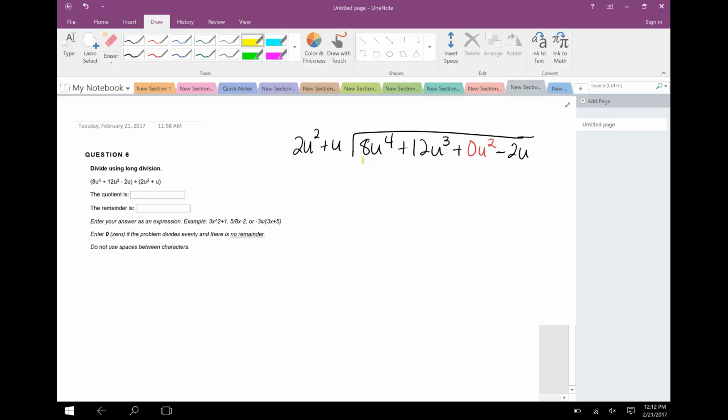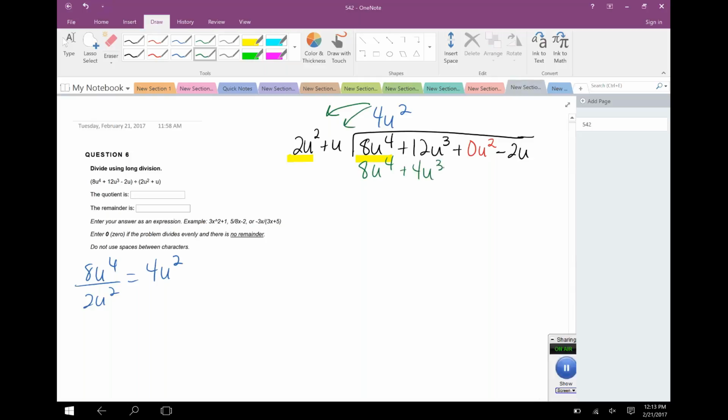Okay, so now I'm going to take 8u to the fourth divided by 2u squared. So 8u to the fourth divided by 2u squared would be 4u squared. And then I'm going to multiply. So 4u squared times 2u squared is 8u to the fourth. And then 4u squared times u is 4u to the third. Then I'm going to subtract. So I'm going to change all of the signs and then combine vertically.